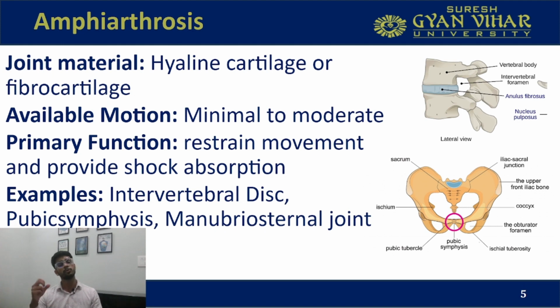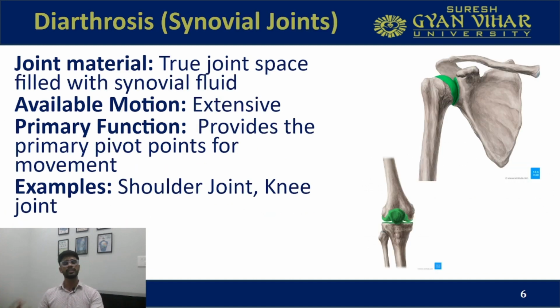Another is the pubic symphysis joint, which is present between two pubic bones, and the manubriosternal joint, present between the manubrium and the sternum, are examples of amphiarthrosis joint. In all these examples, there is little movement, but shock absorption capacity is also present in these types of joint. So remember, whenever we talk about amphiarthrosis joint, you must be aware that minimal to moderate movement is present over here, and its primary function is to restrain the movement and provide shock absorption. Moving on to the next type of joint, which is a very interesting joint, the diarthrosis joint.